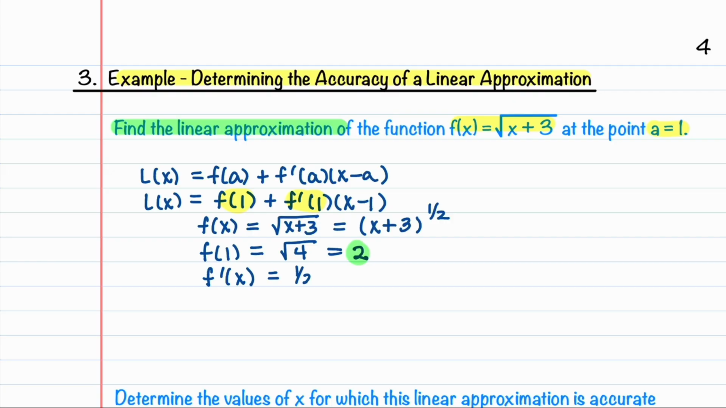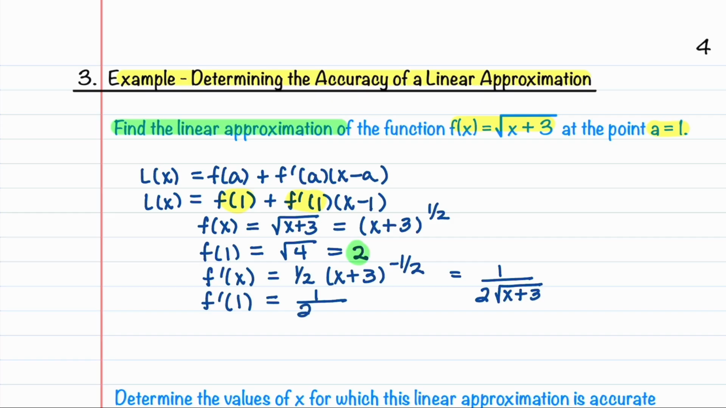This is 1/2 (x plus 3) to the minus 1/2. We can write this as 1 divided by 2 times the square root of x plus 3. Now we have to find f prime at 1. So x is just going to be 1. So we have 1 all over 2 square root of 4. So that is just 1 over 4.